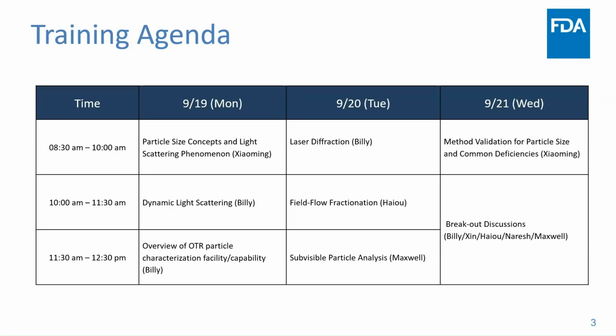And for the last day, we will start the morning by talking about method validation. And you may wonder, is the same validation that we have been using in the ICH guideline or the USP guideline suitable for the particle size measurement? And the short answer is no. So we will talk about what is more appropriate for validation of the particle size measurement. What are some of the key points that need to be considered? And also I will talk about some of the common deficiencies.